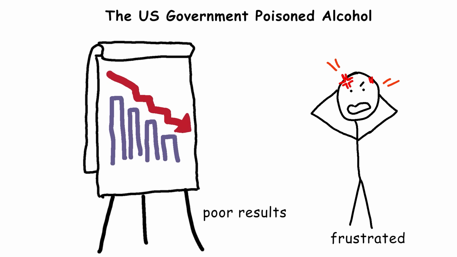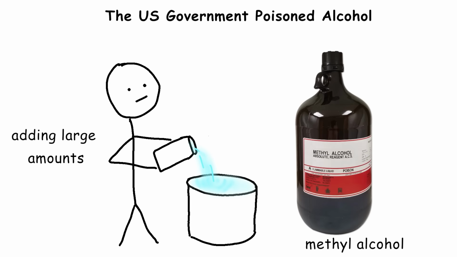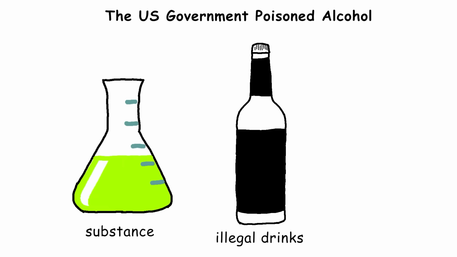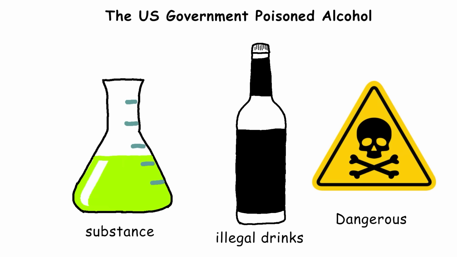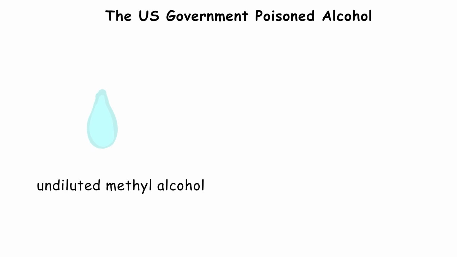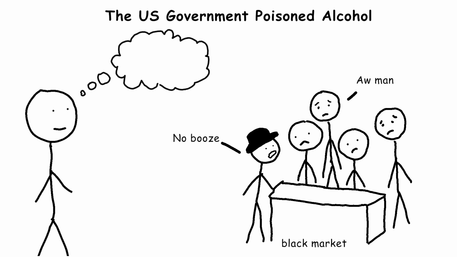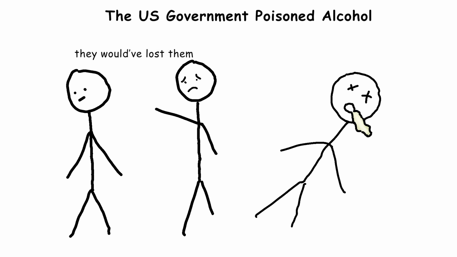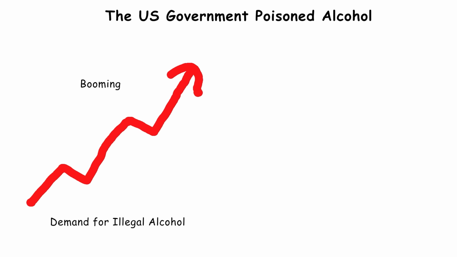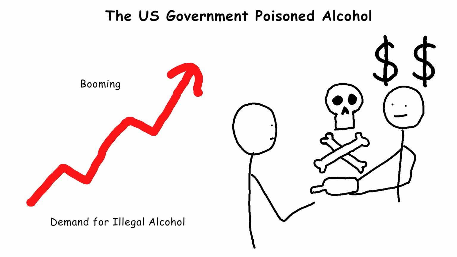So the government became frustrated and started adding large amounts of methyl alcohol, a substance that made the illegal drinks really dangerous, as a very small amount of undiluted methyl alcohol could kill a human being. This was probably done thinking that the black market sellers would have avoided selling poisoned alcohol to their customers, as they would have lost them when they died. But they didn't take into account that the demand for illegal alcohol was so booming at the time that the sellers didn't really care about their customers' lives.